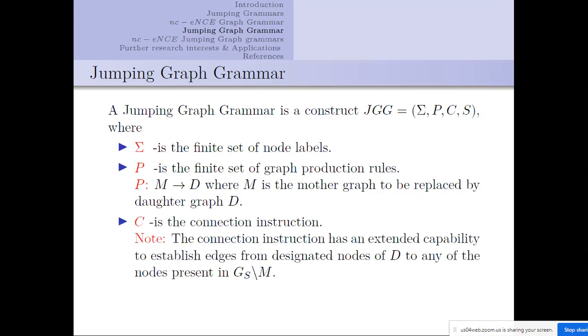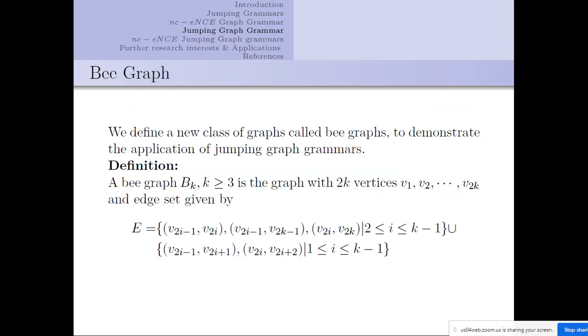Then the connection instruction has an extended capability here. Previously, the connection was done through those nodes which were actually connected to the mother graph that got replaced with the daughter graph. Here you can connect any other nodes present in the remaining part of the host graph with those of the daughter graph. That is why you have GS minus N, the remaining part of the host graph.